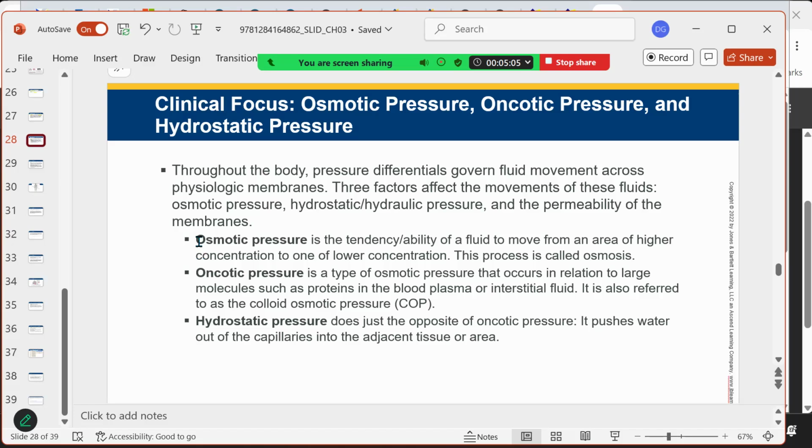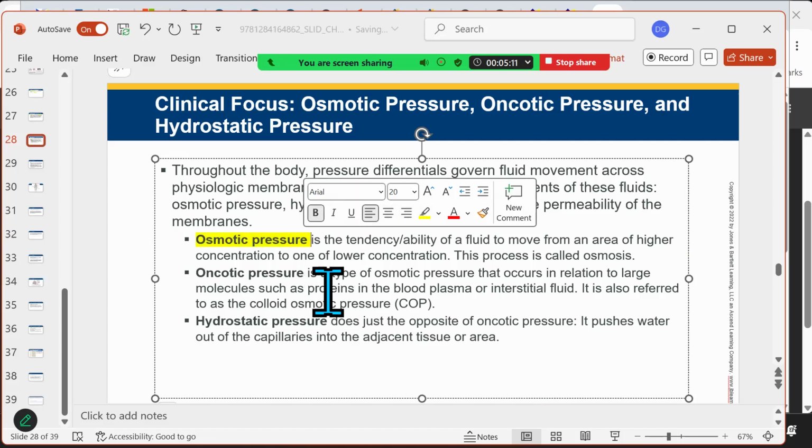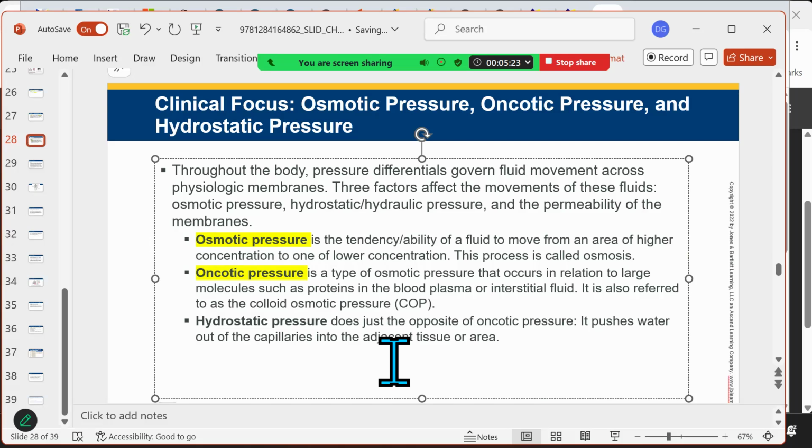Osmotic pressure is the ability of a fluid to move from higher concentration to lower concentration. That's osmotic. Oncotic is where we have large molecules like proteins that draw fluid into solution. And oncotic pressure is very important in fluid balance. You'll learn a lot more about that as we move along.